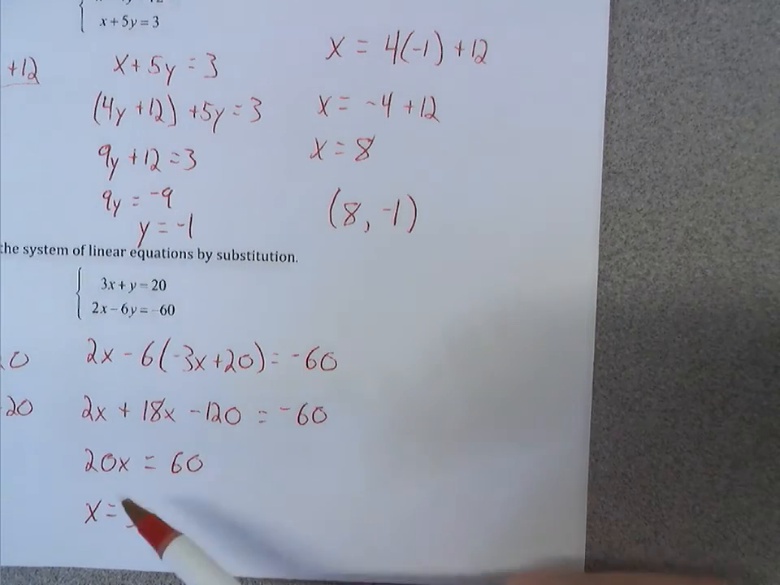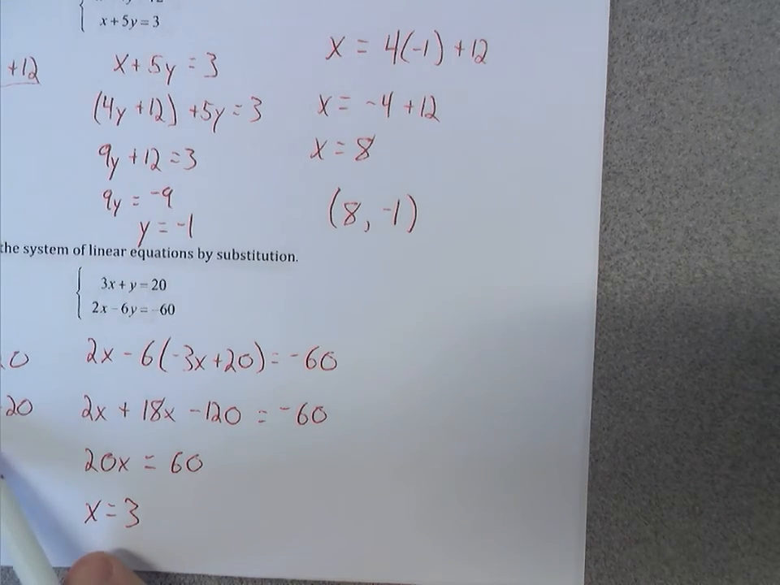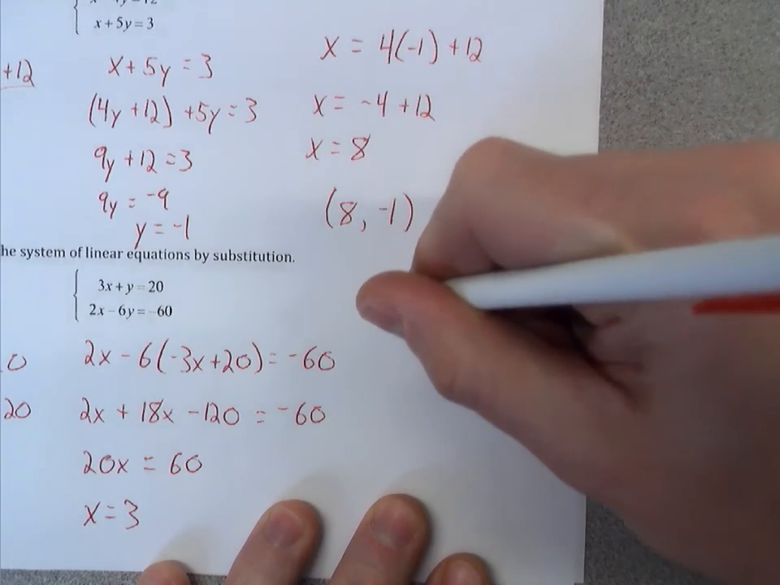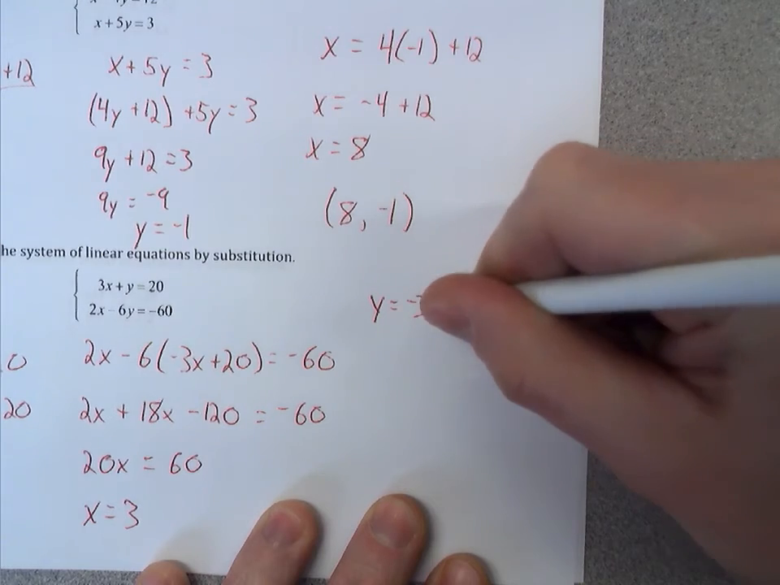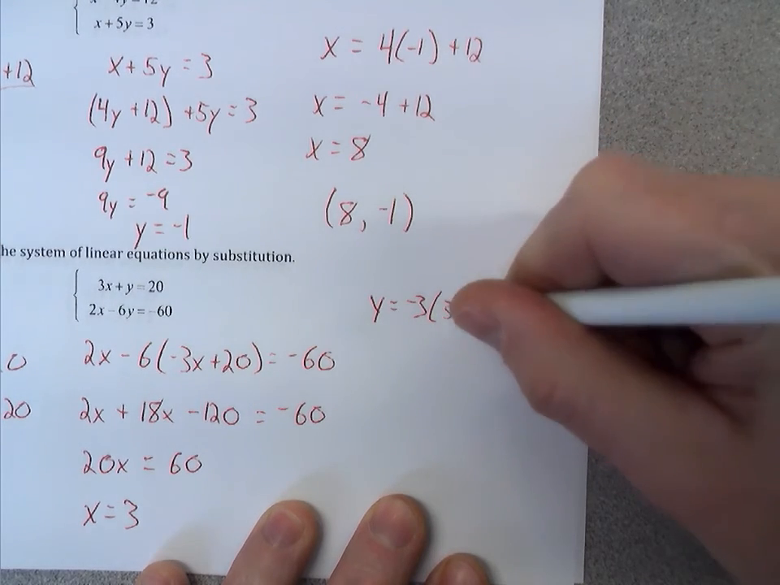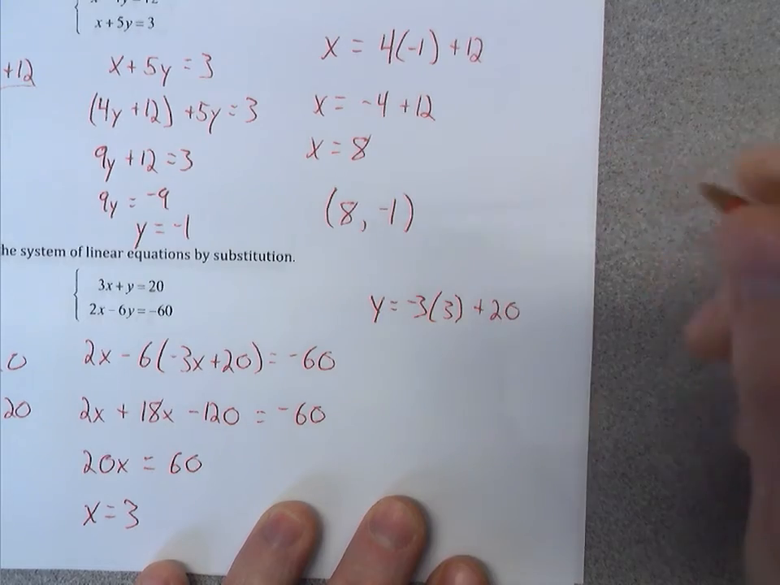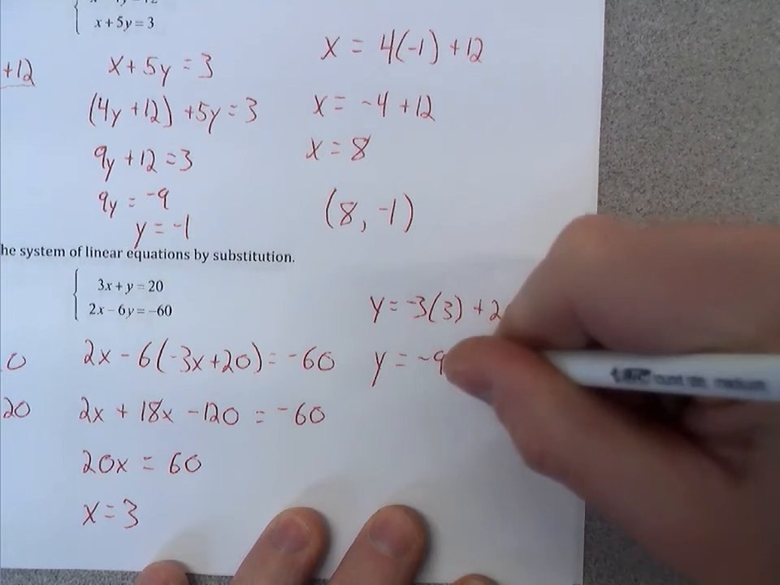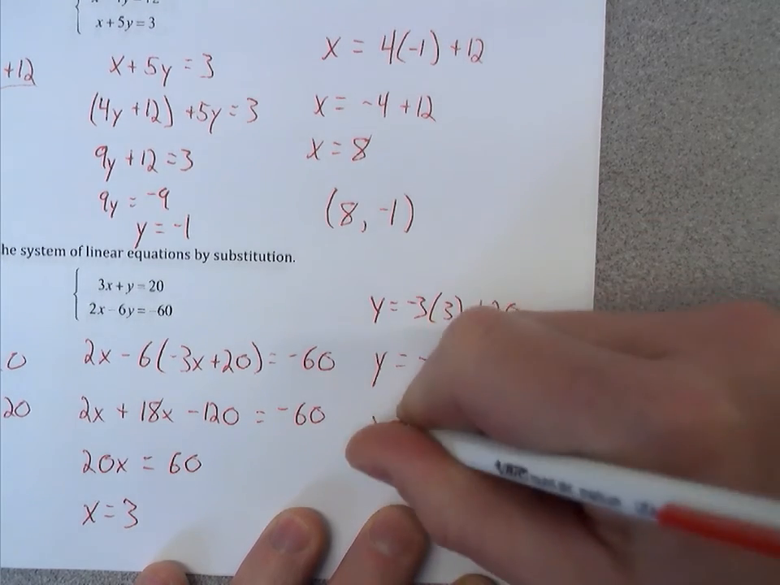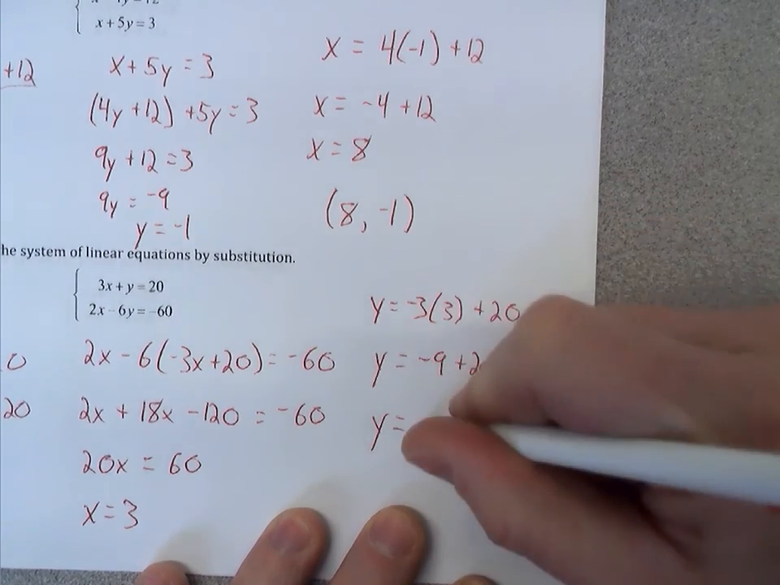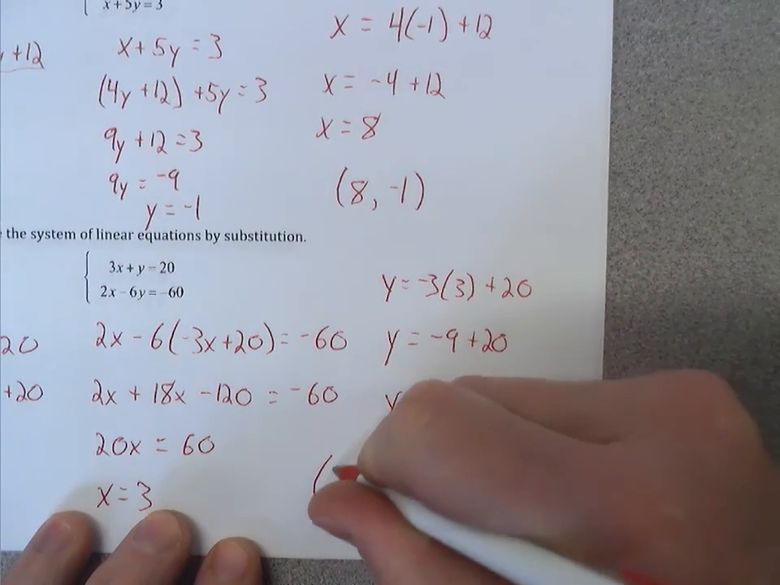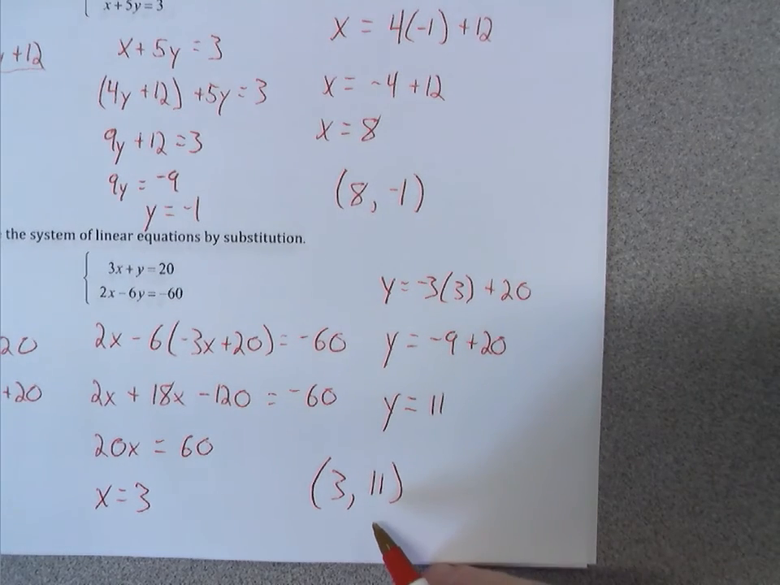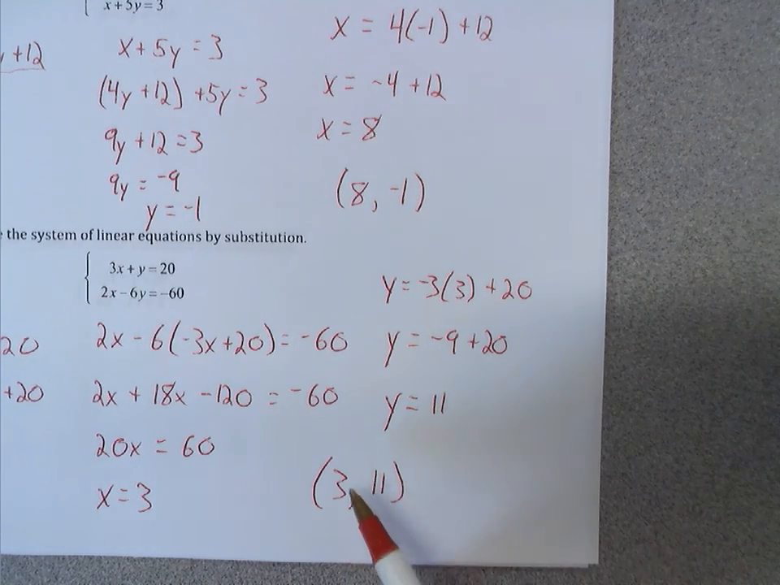Now we just need to take that value and we can plug it back into this equation. So we have y equals negative 3 times 3 plus 20. And so that'll be y is equal to negative 9 plus 20. So y is going to be equal to 11. So our coordinate is 3 and 11. And that's how we can solve that system of linear equations.